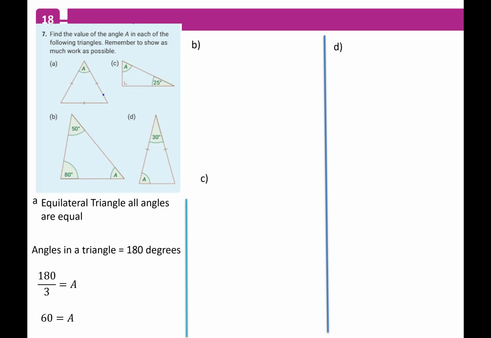Let's look at number B. We want to find the unknown angle A. From Theorem 4, we know that 50 degrees plus 80 degrees plus angle A is equal to 180 degrees. Here we want to find our unknown angle. We want to solve for A. Let's add together our like terms. 50 plus 80 gives me 130. 130 plus A is equal to 180 degrees. To find our unknown value of A, we're going to subtract 130 from both sides. A is equal to 50 degrees.